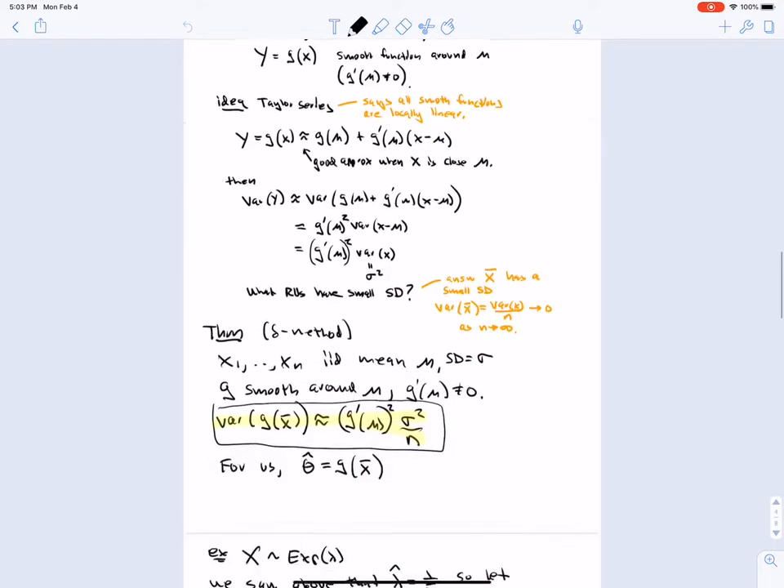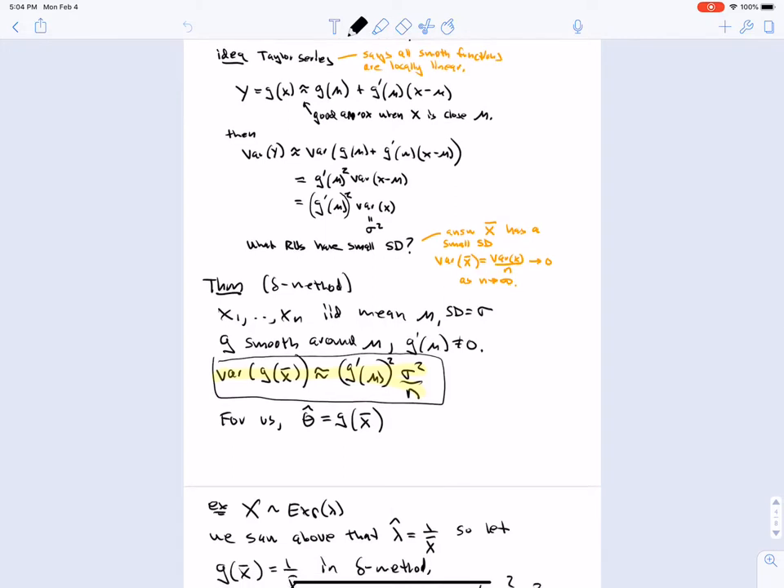So the delta method, essentially, is about the variance of a smooth function of the sample mean. That is something you can approximate, and that approximation is given by the derivative of g evaluated at mu, quantity squared, assuming that's not 0, times sigma squared over n, where sigma squared is the variance of x.